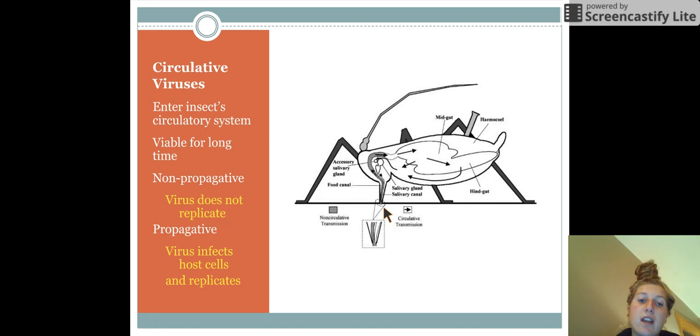So in both the propagative and non-propagative circulative viruses, the virus will go through this path. With the non-propagative virus, the virus will just hang out in the circulatory system. With the propagative virus, the virus will actually infect host cells and replicate, which is significant. Basically it means that not only is it a plant virus, it is also technically an insect virus because it is infecting the insect, which I find to be super cool.